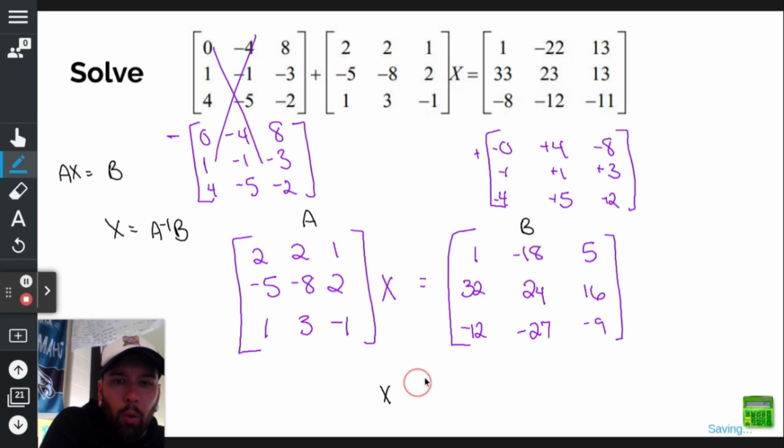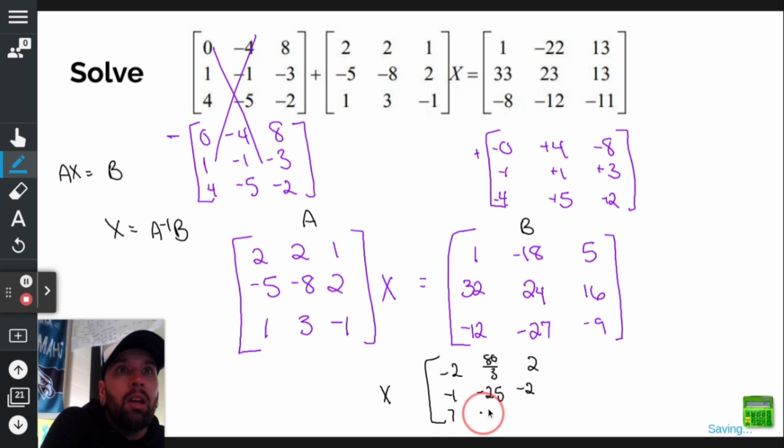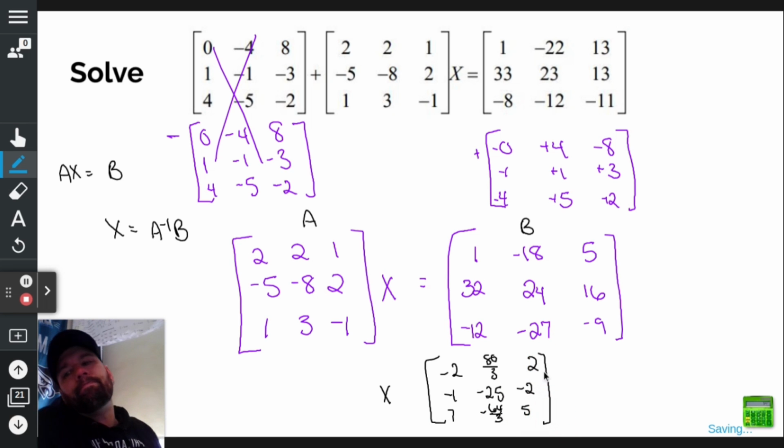So x is going to equal negative 2, 80 over 3, regular 2, negative 1, negative 25, negative 2 again, 7, negative 64 over 3 and 5. Great.